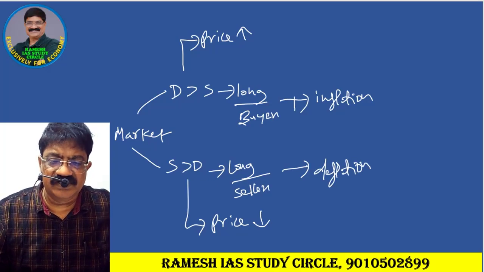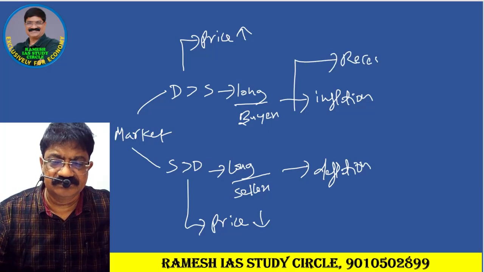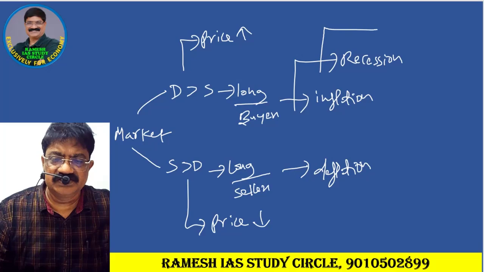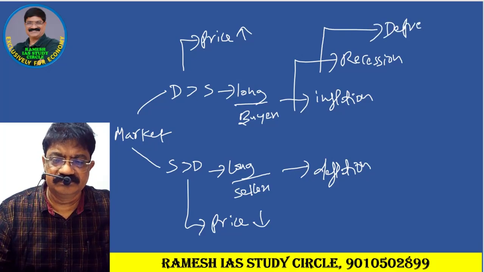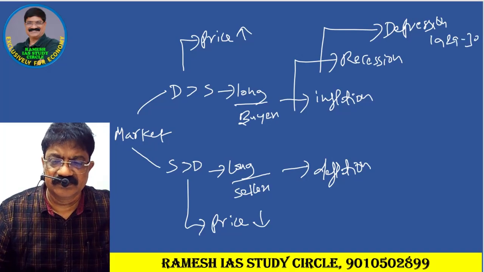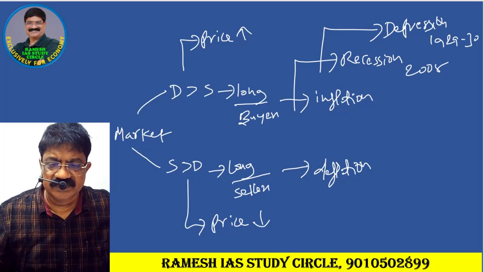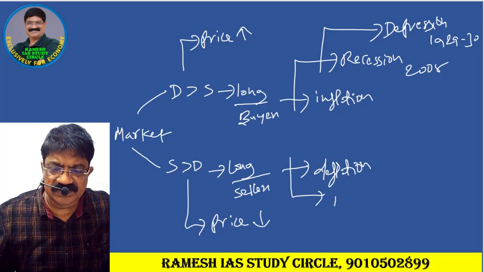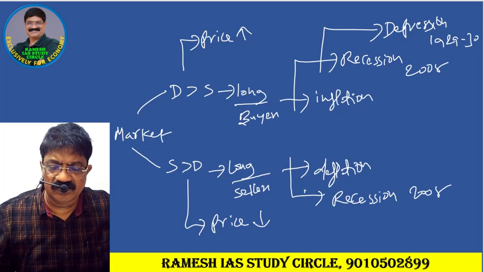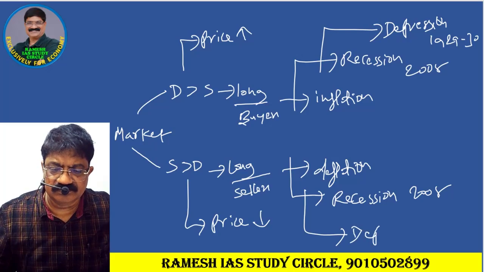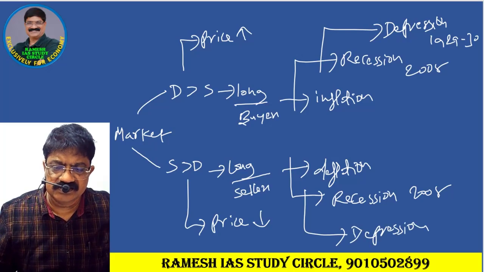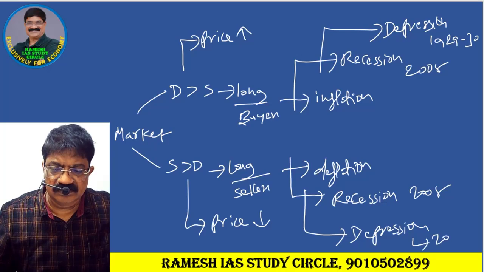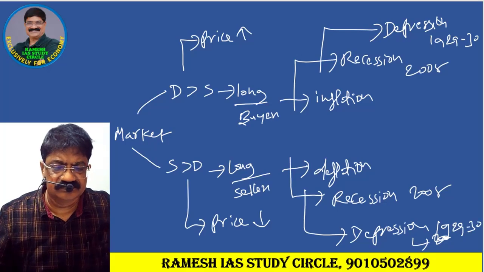If you don't control inflation, it leads to recession, ultimately leads to depression. 1929, the 30s, 2008. And if you don't control deflation, it leads to recession. 2008. If you don't control recession, it leads to depression. The 1930s.